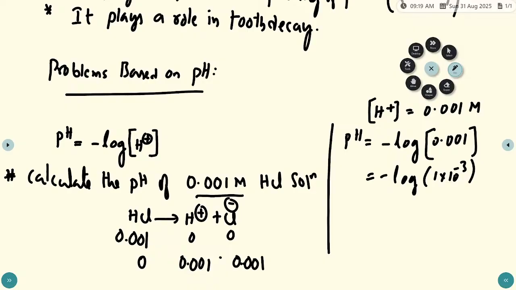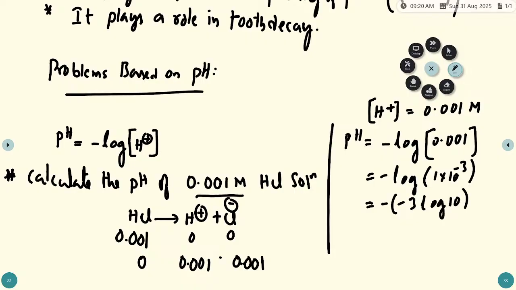1 into, after the point, how many digits are there? After the point, 3 digits are there. So you can write 1 into 10 to the power of minus 3. Okay. And so see here, minus log of 10 to the power of minus 3 means minus 3 log 10. Minus 3 into log 10.